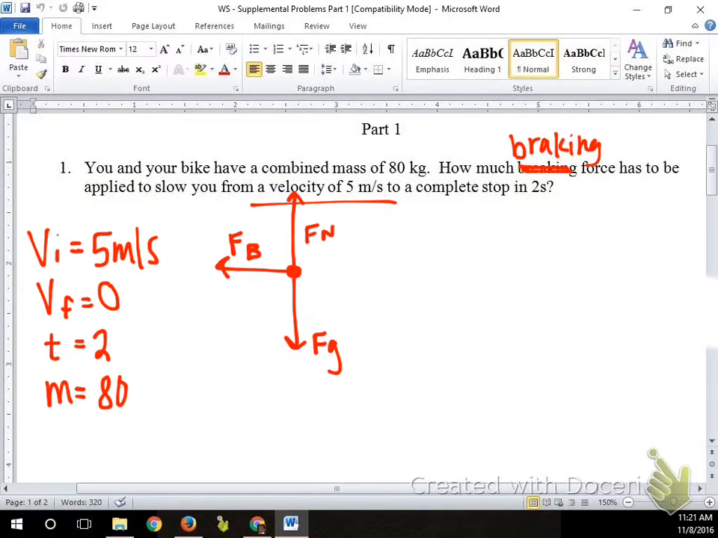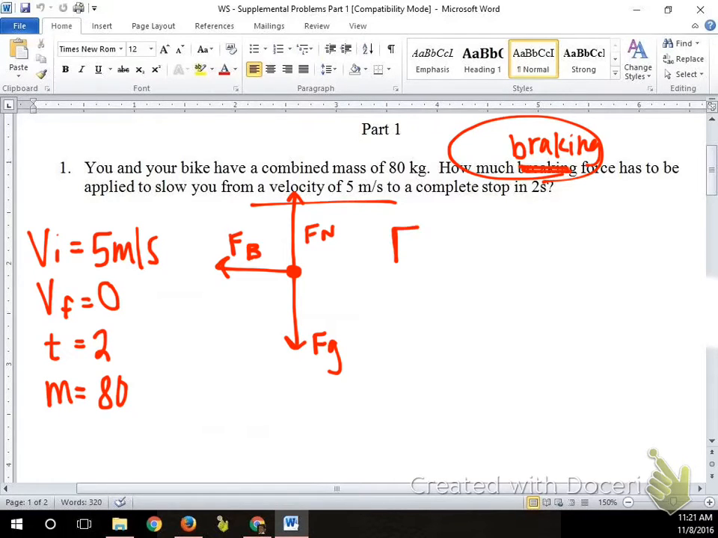It doesn't mention anything about friction, which means we would ignore friction. If we were concerned about friction, what direction would our friction be going? Left. Still left. So it would go like this, on top, friction like that. But we don't have any friction here, so we're not going to include that. We want to know how much braking force. Are we trying to find a horizontal force or a vertical force? Horizontal. So we don't really care about the normal force or the gravitational force right now.